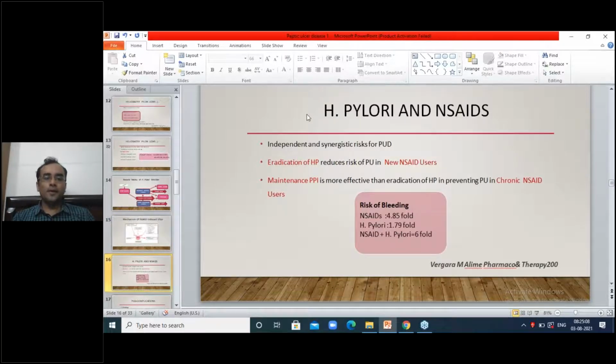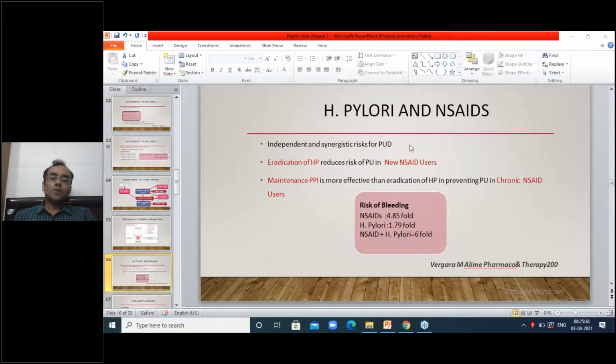So H. pylori and NSAIDs have a synergistic role in the development of peptic ulcer disease. If we eradicate H. pylori, it reduces the risk of peptic ulcer in new NSAID users. However, in chronic NSAID users, maintenance doses of proton pump inhibitors are more effective than eradication of H. pylori in preventing ulcers.